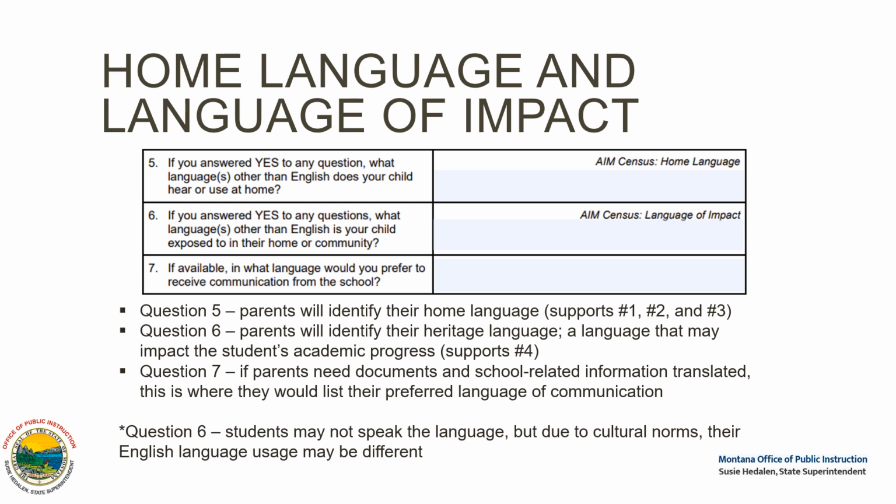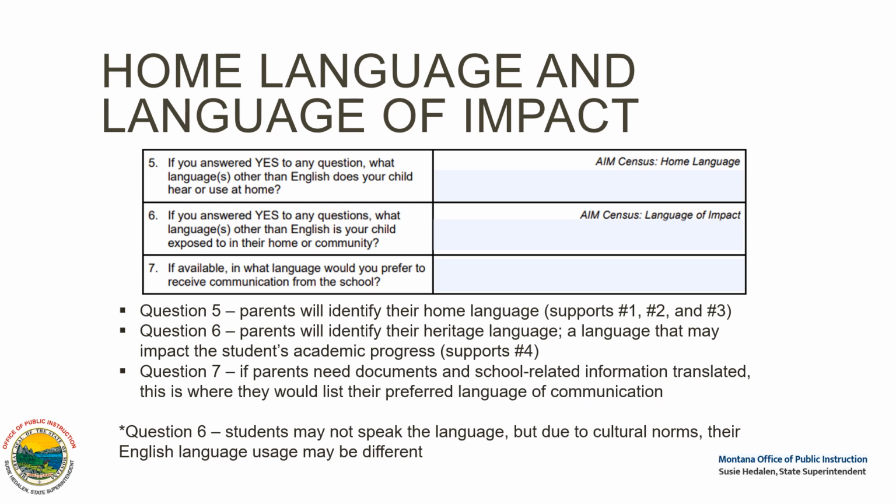Question number 6 is where parents will identify their heritage language, and it is a language that may impact the student's academic progress. This is supporting number 4, so it's those languages that are around the student, in the community, spoken by family members. And question 7, if parents need documents and school-related information translated, this is where they would list their preferred language of communication.